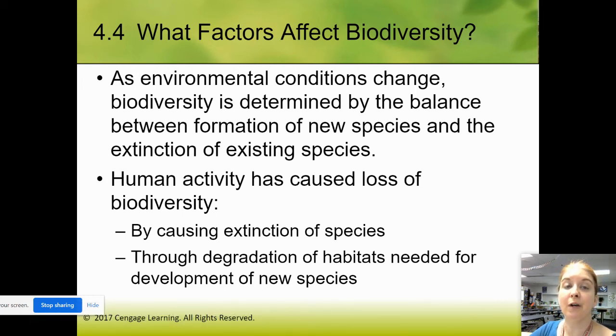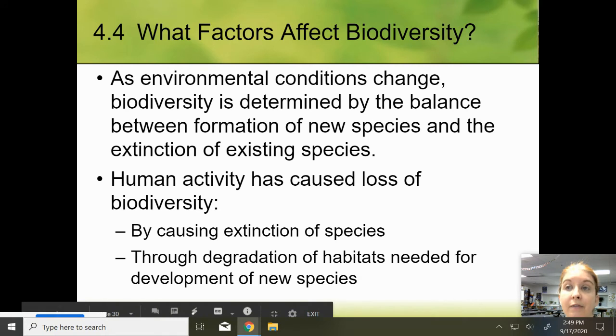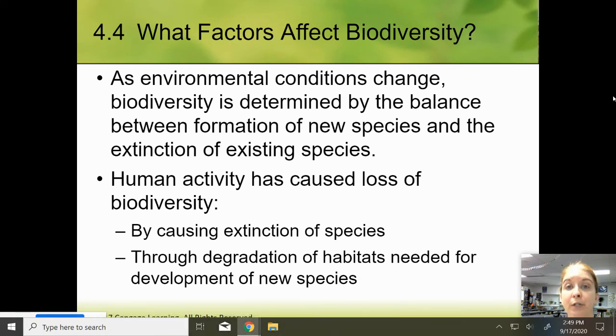Welcome to Environmental Science, Chapter 4, Section 4, What Factors Affect Biodiversity? So, as environmental conditions change, biodiversity, remember bio is life, diversity is variety, so it's the variety of living things, is determined by the balance between the formation of new species and the extinction of existing species. So new species do happen. They are either created or discovered, and existing species do go extinct, even in your lifetime.